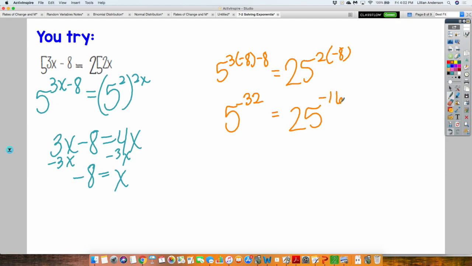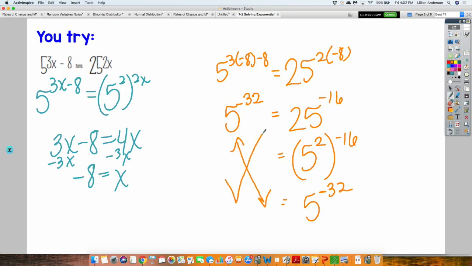What's 2 times negative 8? And can I rewrite 25 to have a base of 5? 5 what? What do you do to the exponents? And what's 2 times negative 16? Okay, so it works. I just got to make sure the left side equals the right side.